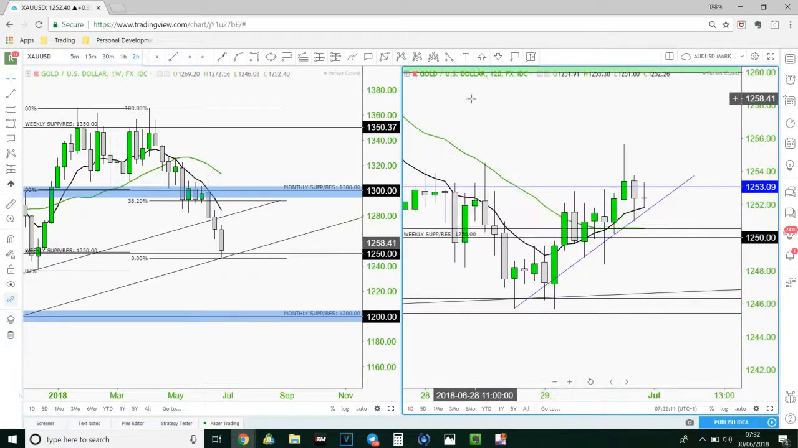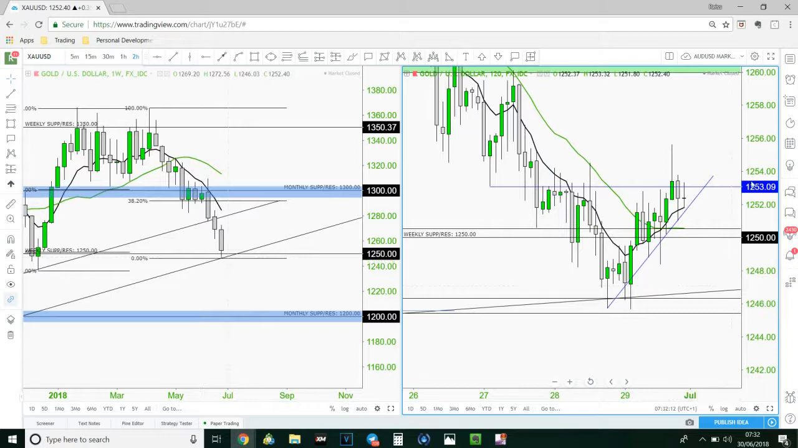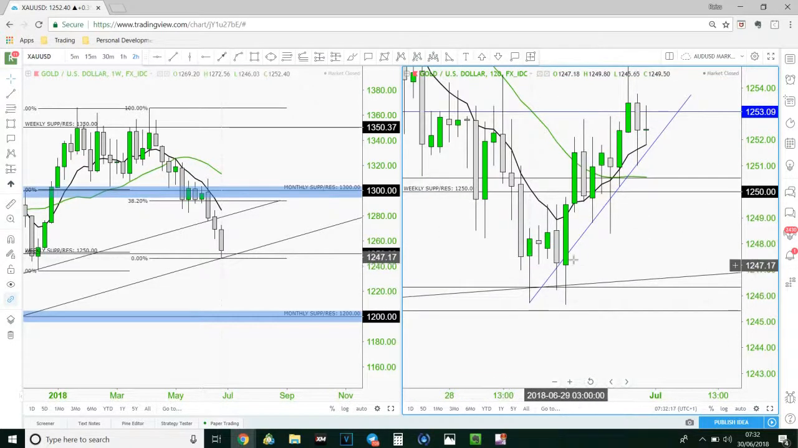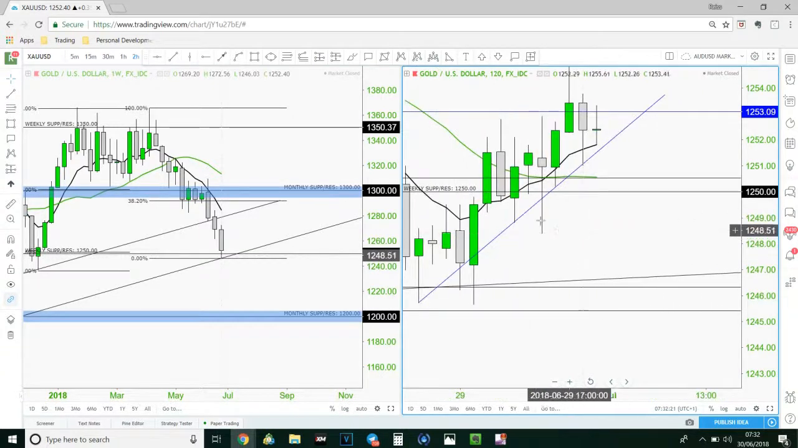Give me a second. Here we go. So you can see this ascending trend line. What I've done is I've connected the median of these wicks. You can see we've got a perfect tap in it here, a perfect tap over here, a perfect tap here, and a perfect tap here.